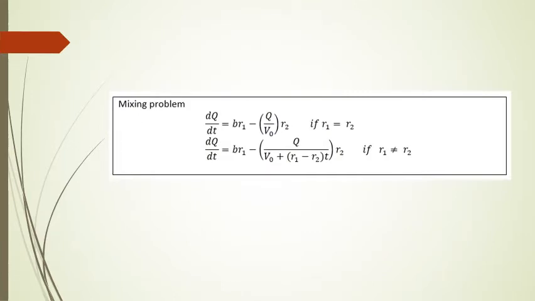If R1 equals R2, we have two cases. When R1 equals R2, the leaving term becomes simple like this. When R1 is not equal to R2, the quantity leaving looks like this. That is the only difference. Alright, so we go to the example.